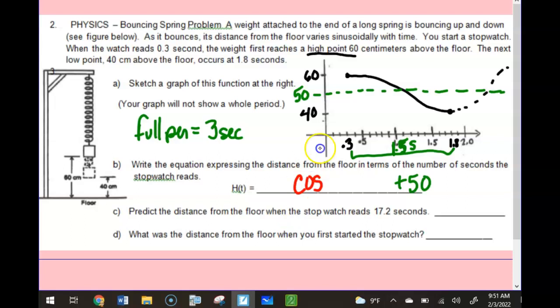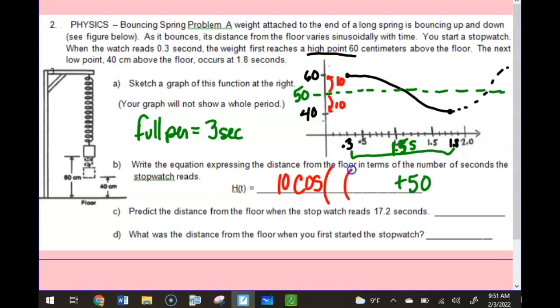Amplitude? How far above and below we're going? 10. Now, I've got to tell you, people mix up the amplitude and the midline when they start writing these equations, and that's a big problem, okay? The midline is at the back, the amplitude is out front. Okay. Now, what is our shift?